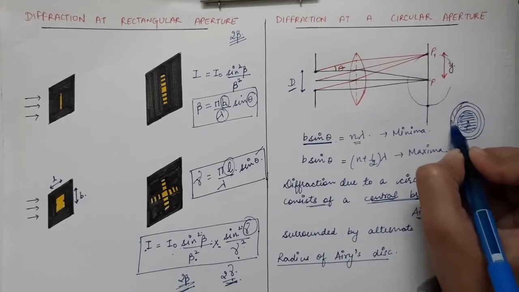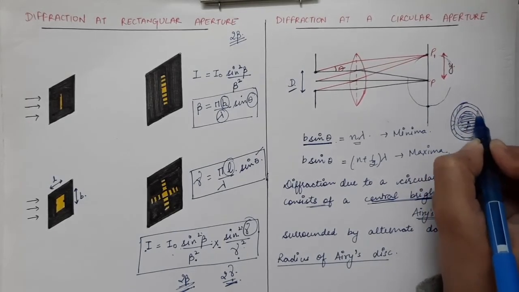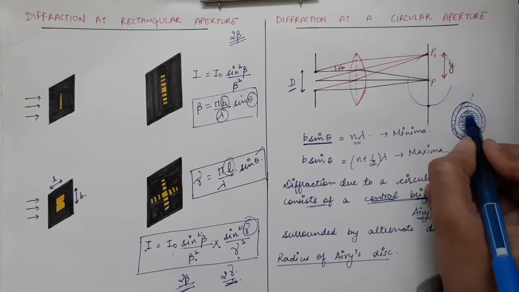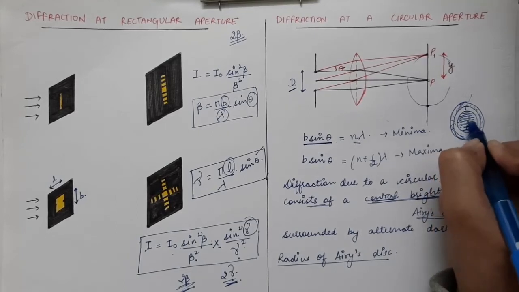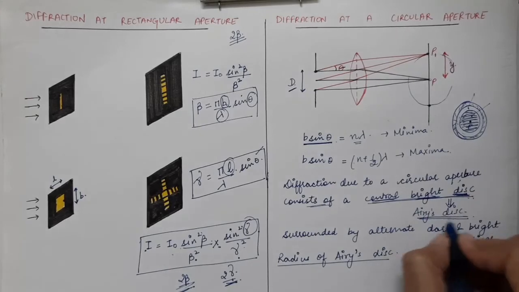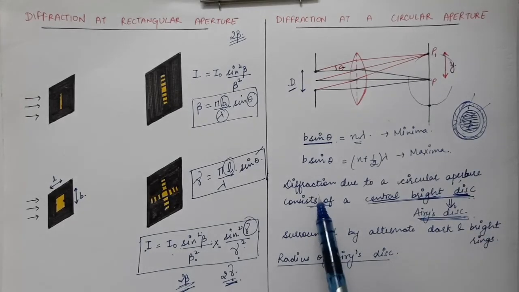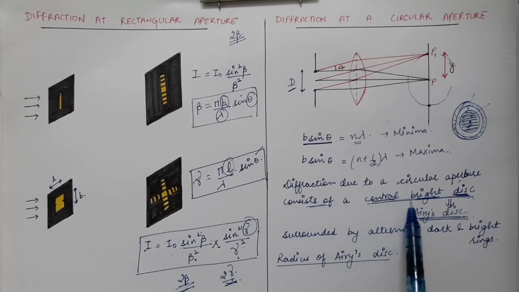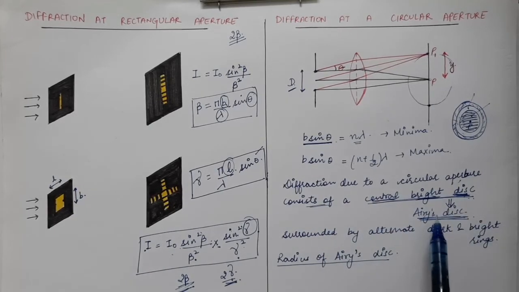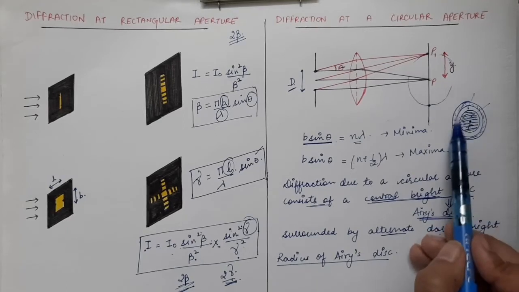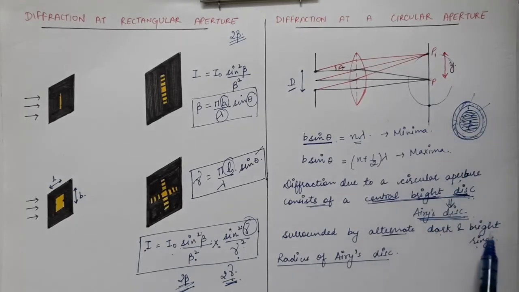So that will also be having maximum intensity. So this is the first secondary maximum, and this one is the first secondary minimum, and this is the central maximum, and this is a circular disk and is called the Airy's disk. So diffraction due to a circular aperture consists of a central bright disk, which is called Airy's disk, surrounded by alternate dark and bright rings. So this Airy's disk is surrounded by dark and bright rings.